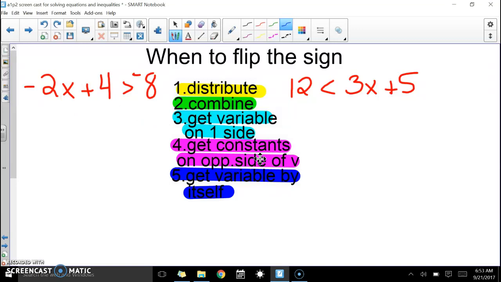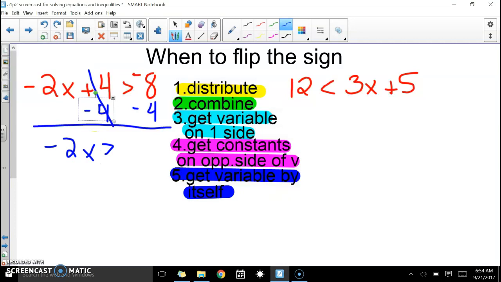Step 4 says get constants on the opposite side of the variable. And here's my variable, and here's a constant. So this is the constant that needs to be on the opposite side of the variable. So let's go ahead and do that. I'm going to subtract 4. Then I'm left with negative 2x is greater than negative 12. So I just did get constants on the opposite side of the variable.